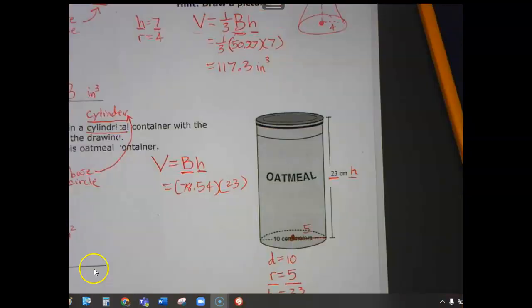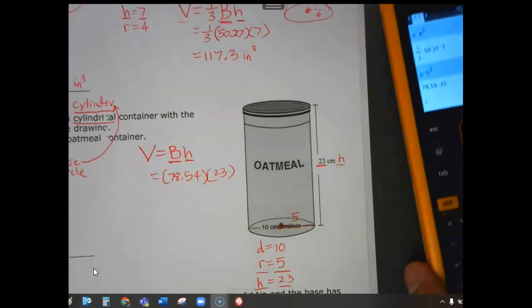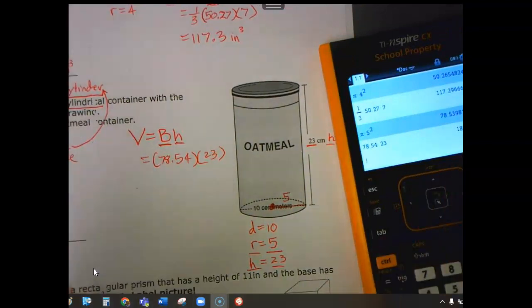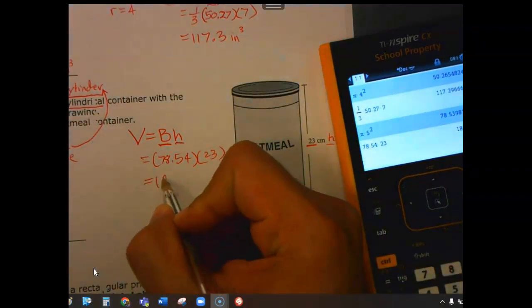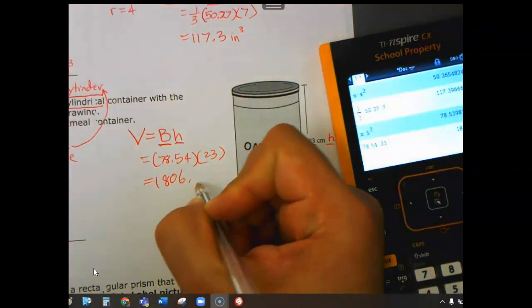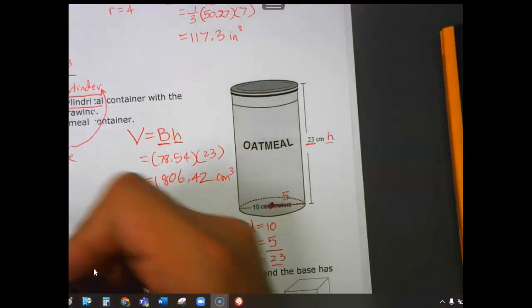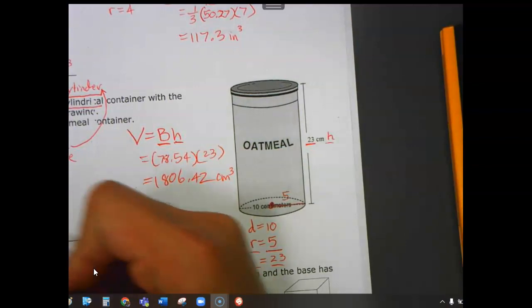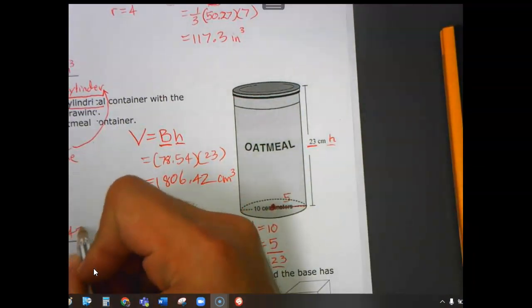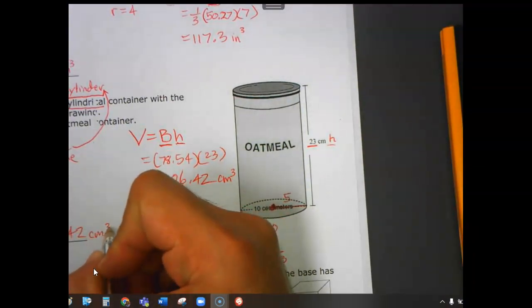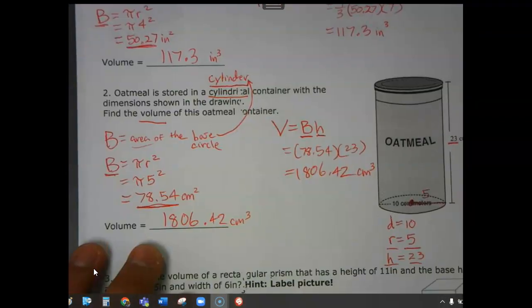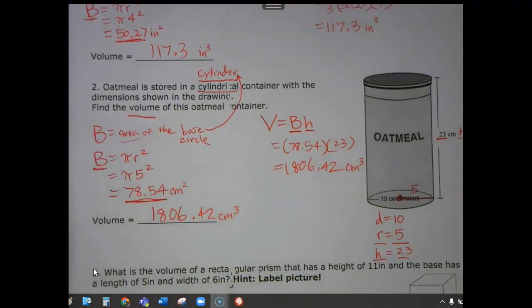I get 1,806.42. Goodness gracious. Alright, sorry about that fire drill noise. So I plugged in, I got 1806.42. And my units are centimeters cubed because volume is 3D. Cool. All right, next one.